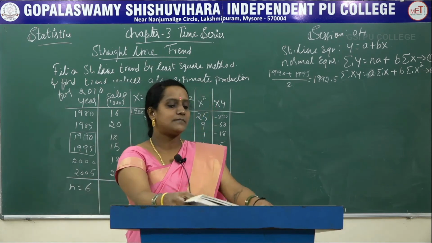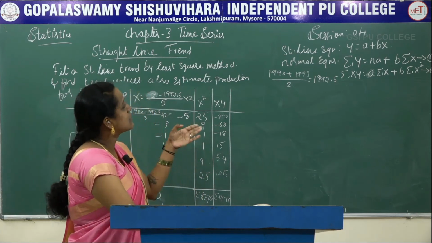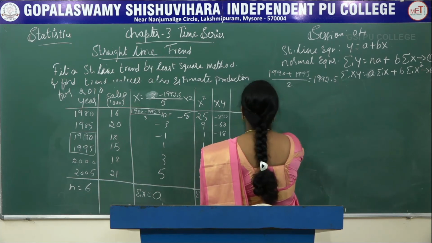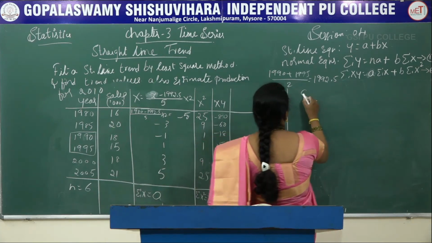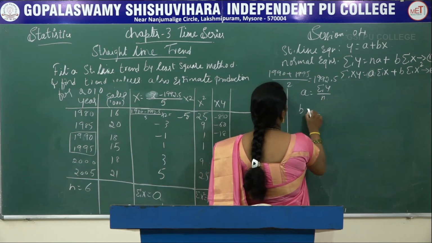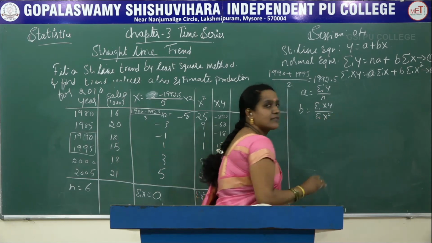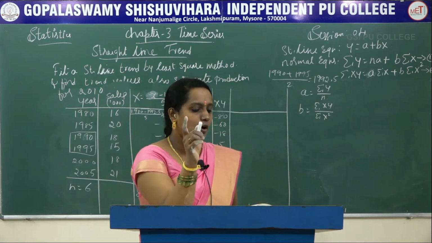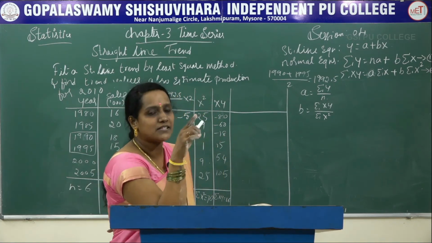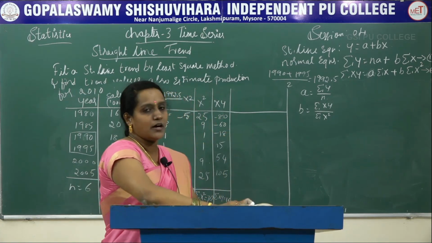After completing this table, the next step is to find the constants a and b. Here I will directly write the formulas. a is equal to summation of y by n, and b is summation of xy divided by summation of x square. In the last problem I showed you how to get a and b by substituting summation x equals 0. In this one I have directly taken the formula.